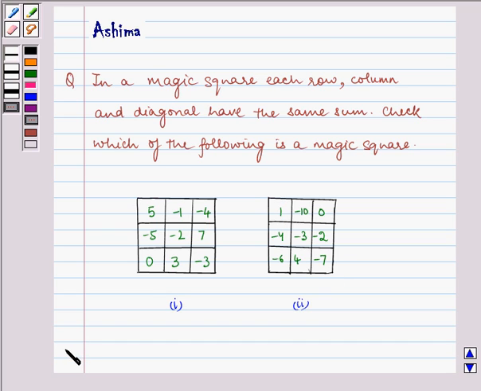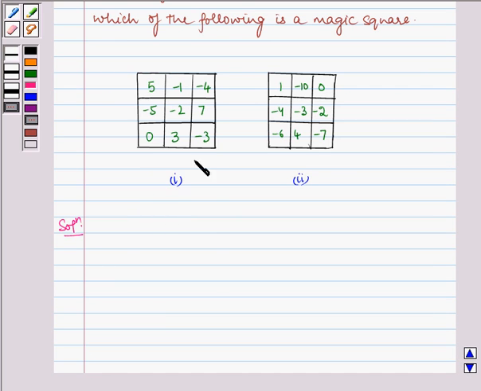Let's proceed on to the solution. First we will consider the first square. Let us name the rows and columns. So this is C1, C2 and C3, and this will be R1, R2 and R3. Now we have defined the columns and the rows.